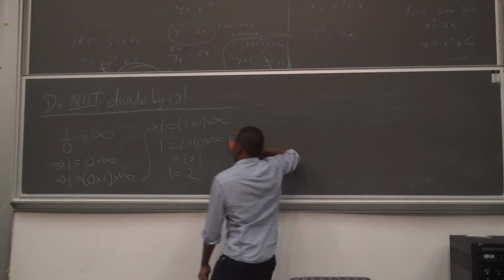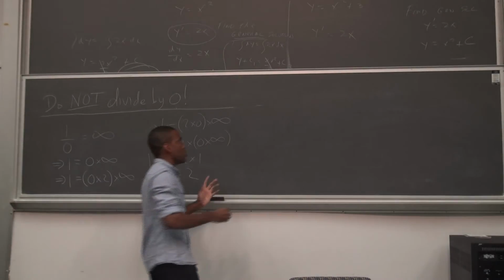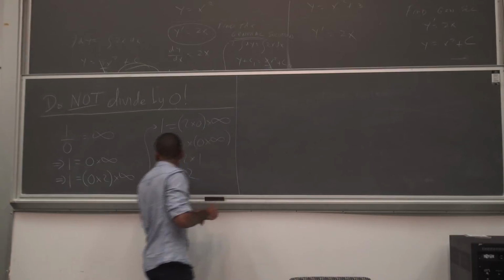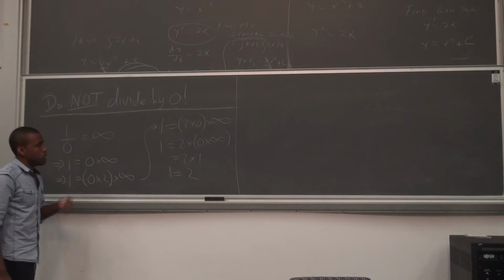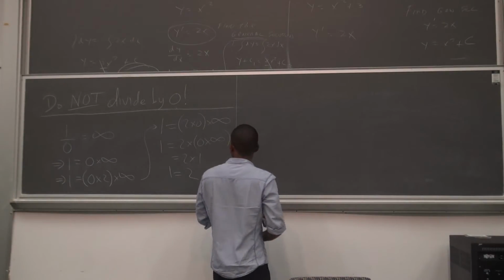Dividing by 0 does not make sense. It's not infinity, it's not 0. So just don't do it. When we talk about limits, the denominator can approach 0, and we'll talk about that more, but you never actually get there. Do not divide by 0. It does not make any sense.